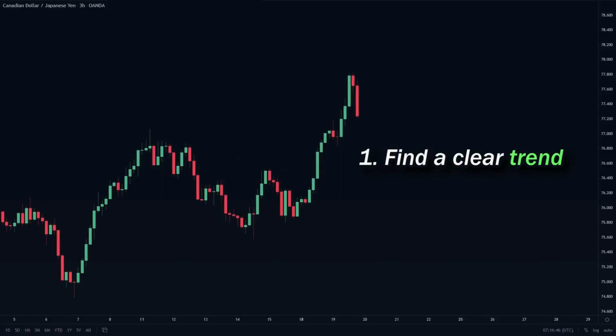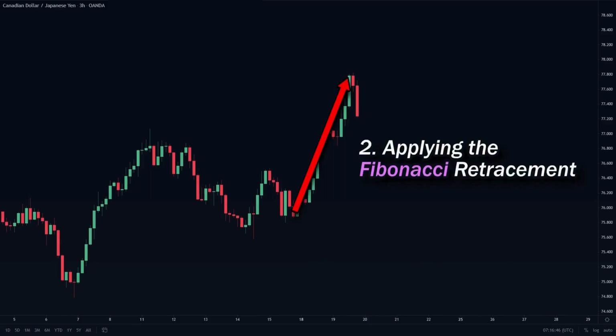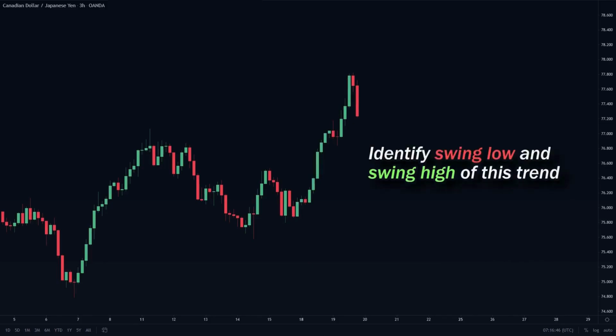The first step is to find a clear trend, like in this example. Here we can see that the market is clearly moving upwards. Once you've identified the trend, the next step is applying the Fibonacci retracement. To apply the Fibonacci retracement, you first need to identify both the swing low and the swing high of this trend.